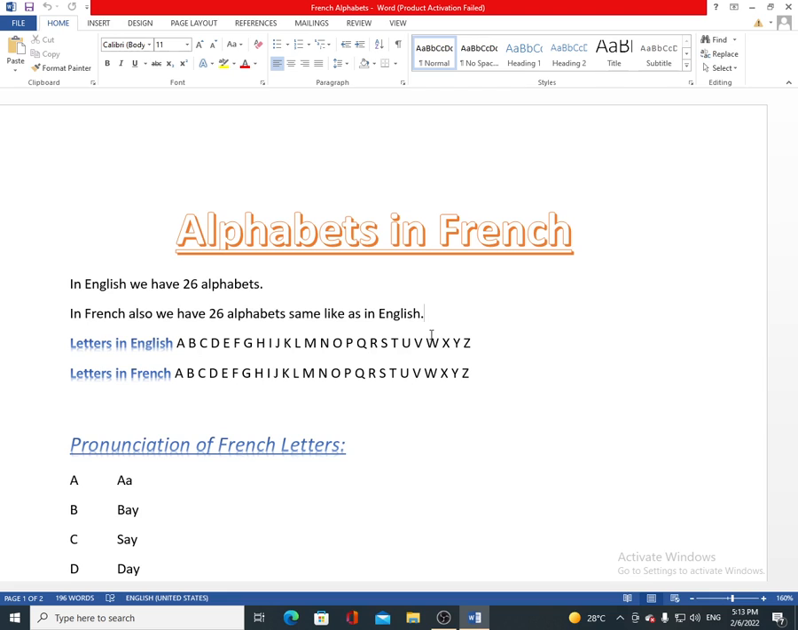Today we are going to learn what the alphabets in French are. In English, we have 26 alphabets. We know that, right? In French also, we have the same 26 alphabets, same as in English. If you observe here, the letters in English start from A and end with Z.